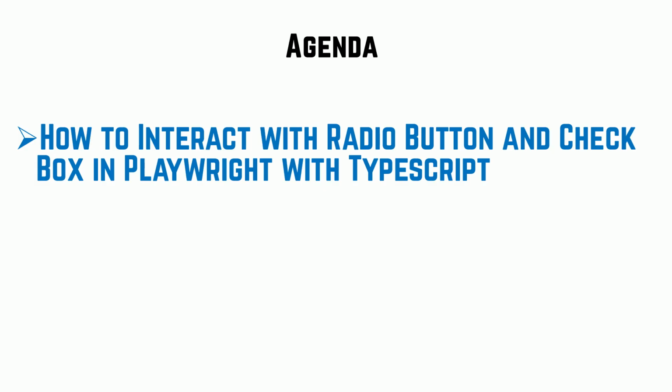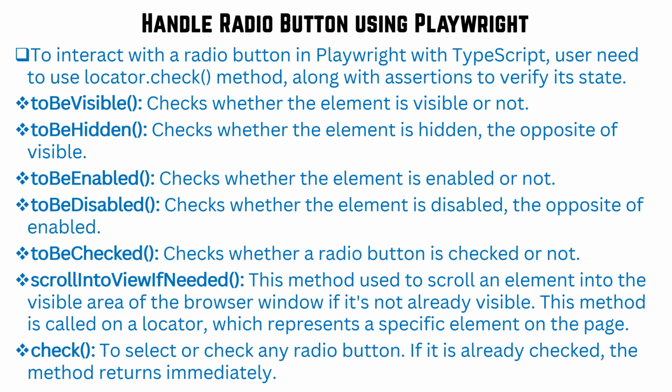Okay, now let's understand the way in real time we can interact with the radio button and the checkboxes in Playwright with TypeScript. To interact with the radio button in Playwright with TypeScript, the user needs to use the locator.check method along with other assertions to verify its state. What are the important methods available for dealing with radio button? toBeVisible, so we can check whether the element is visible or not. toBeHidden is the opposite of visible, through which we can check whether the element is hidden.